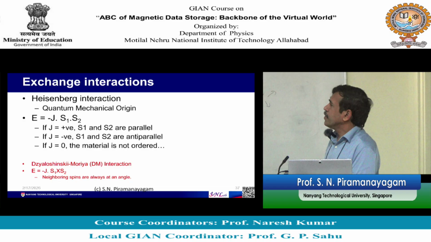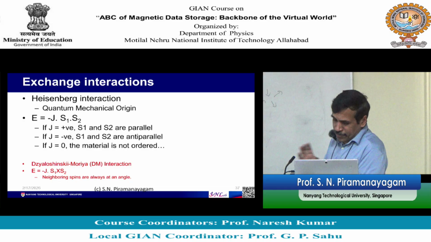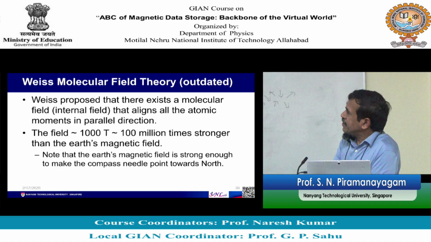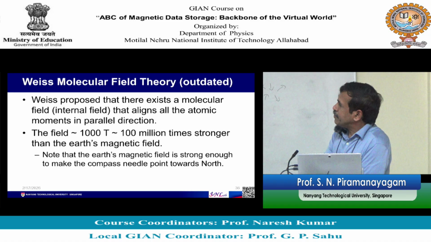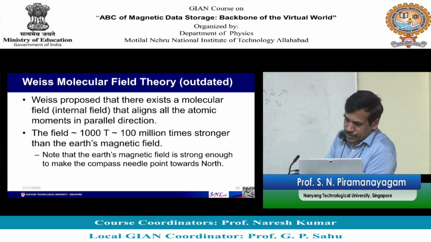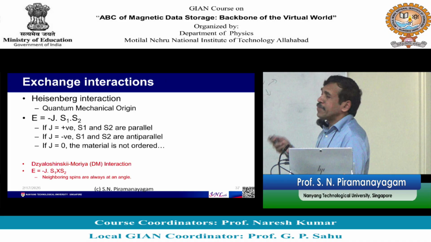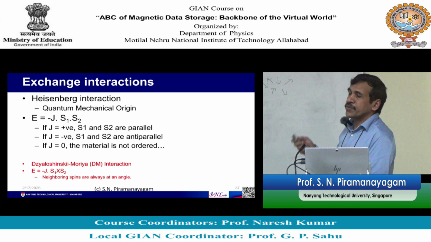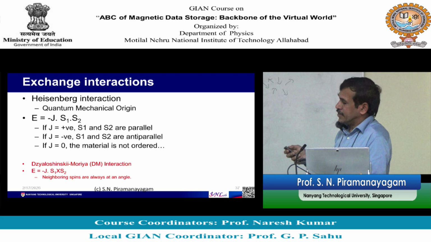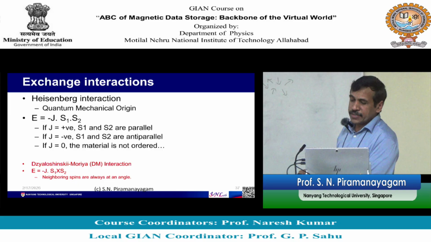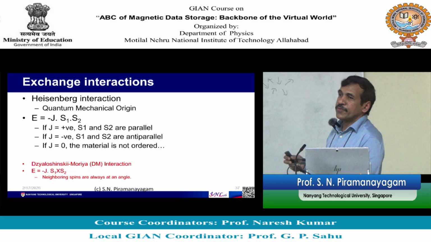Okay. So, there are many possibilities, and these possibilities determine whether a material becomes ferromagnetic or antiferromagnetic and so on. Okay. So, as I mentioned, there was some explanation before Weiss molecular theory to explain the ferromagnetic material, but that is obsolete and outdated. So, we will not go into that. So, Heisenberg was the first one to explain the quantum mechanical origin of ferromagnetic and antiferromagnetic properties.